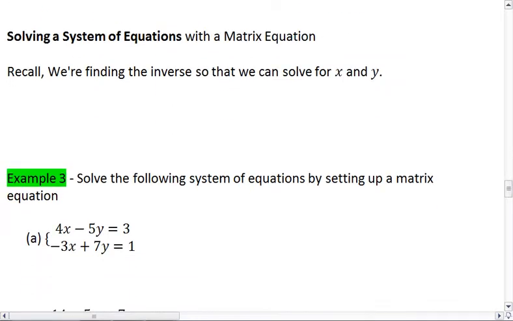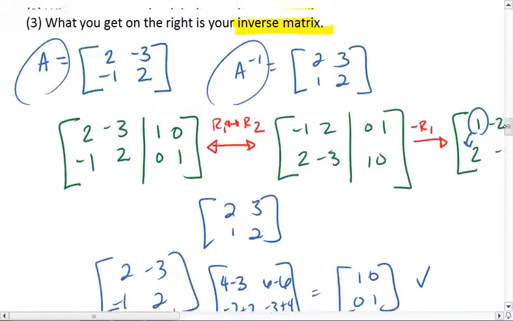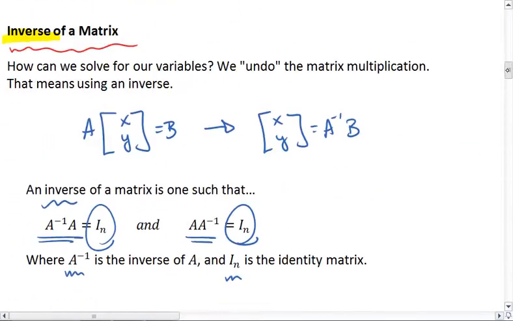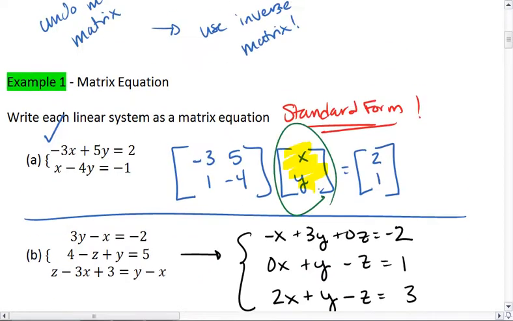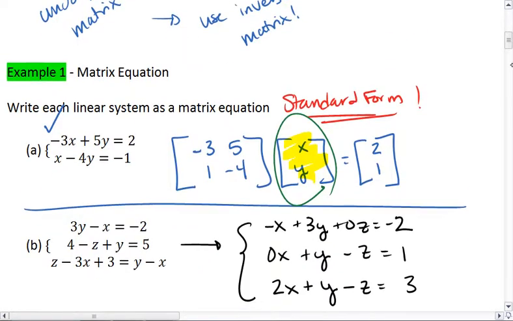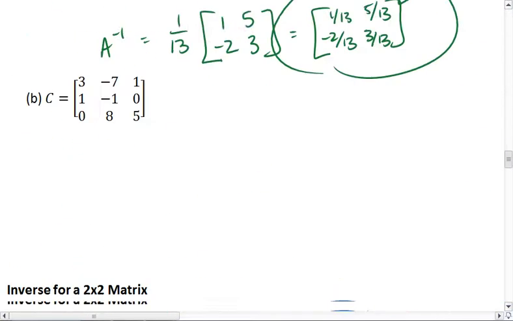Now we can look at actually solving a system of equations with a matrix equation. So all of this up until now has been showing us how we can finally solve for those variables x and y. So we know how to set it up as a matrix equation, and now we know how to find the inverse in order to move that matrix to the other side. Now let's look at an example.